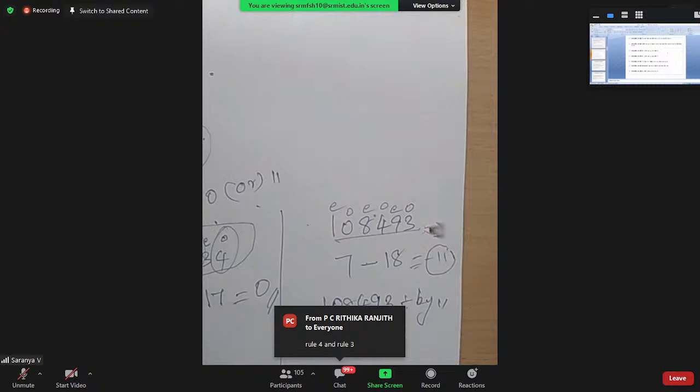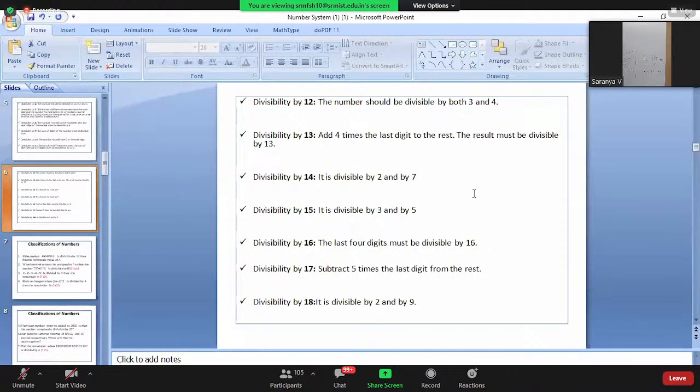What is the rule of number 6? 2 and 3. So for 12, it should be divisible by 3 and 4. 13, same like 7. So it's better we can divide and check. And for 14, it should be divisible by 2 and 7. And for 15, it should be divisible by 3 and 5.